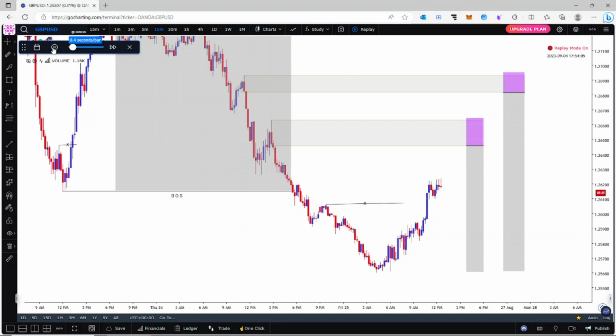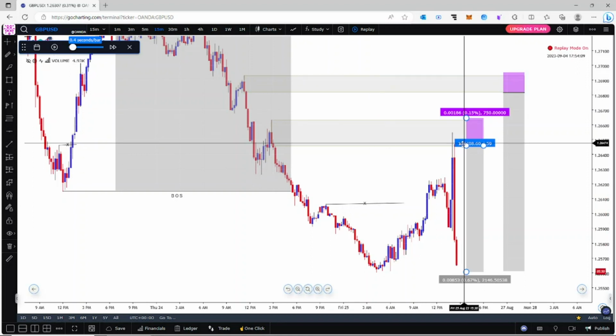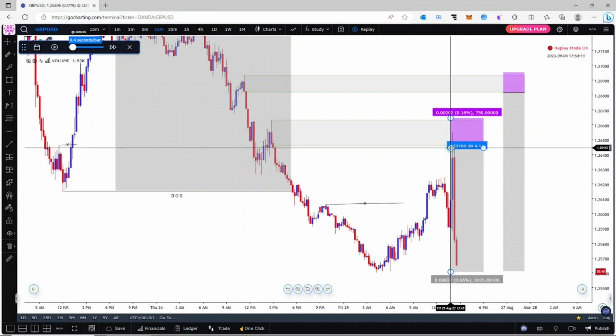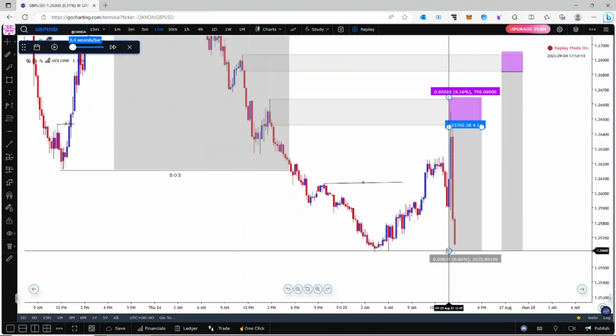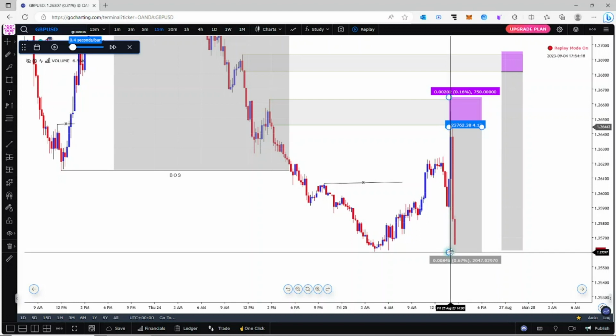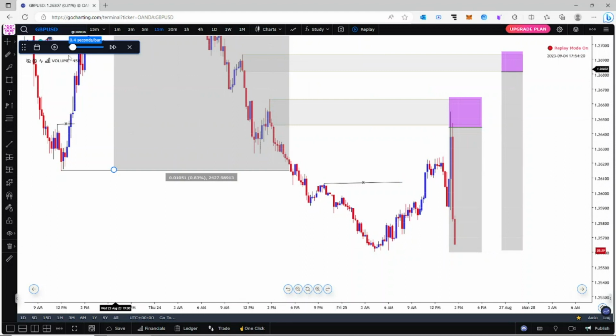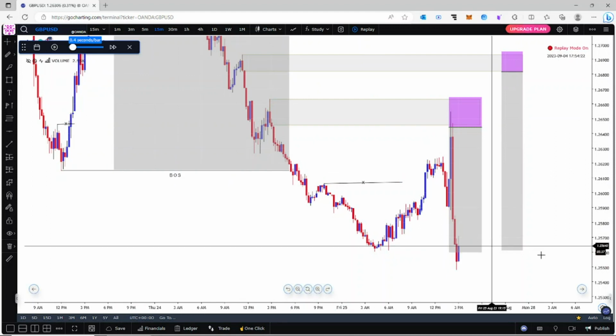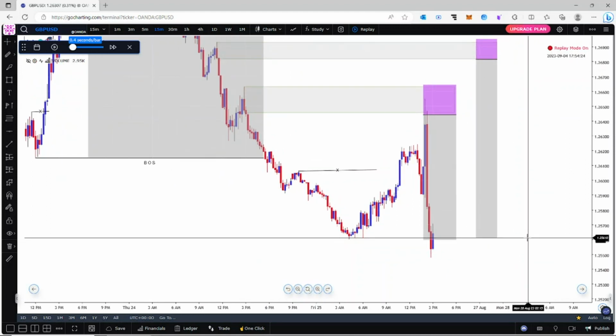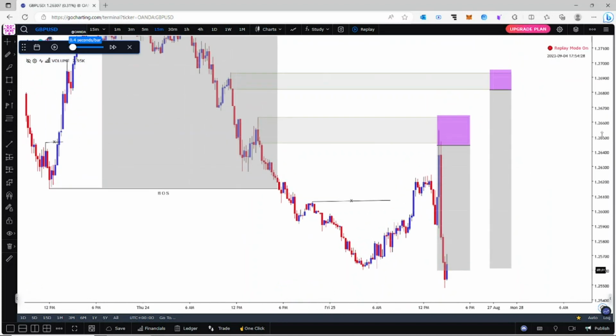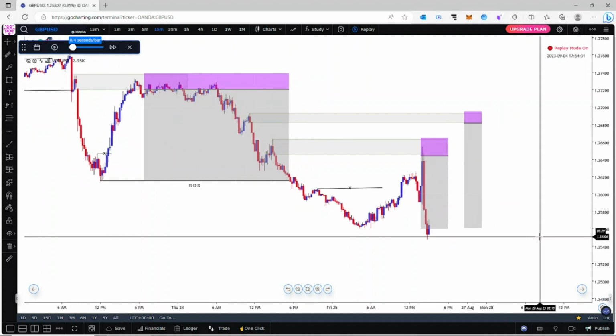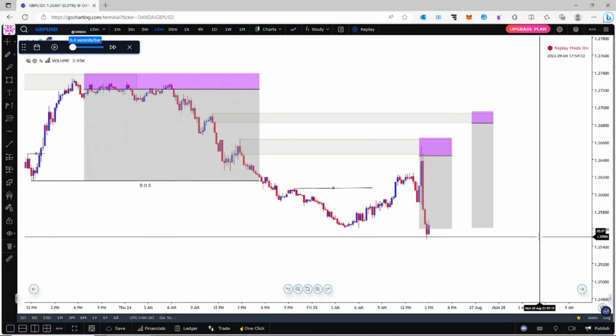Let's see. Boom. So I think this was news. This was actually news. And then let's see whether our TP is going to be smashed. Let's see. Boom. So our TP has been smashed just for following a simple strategy and our rules. Okay.